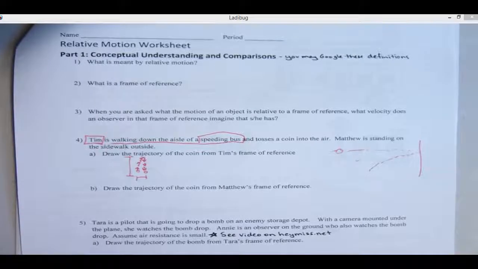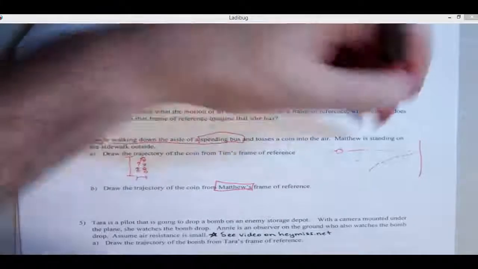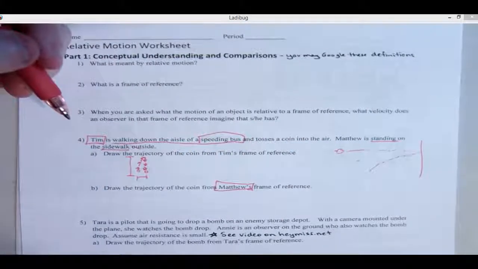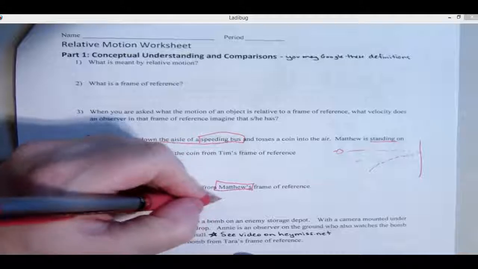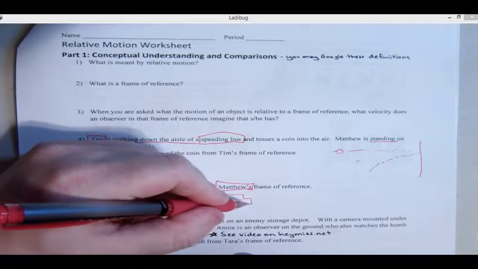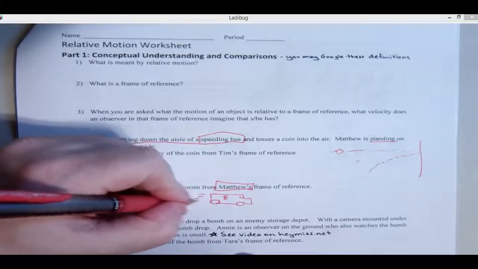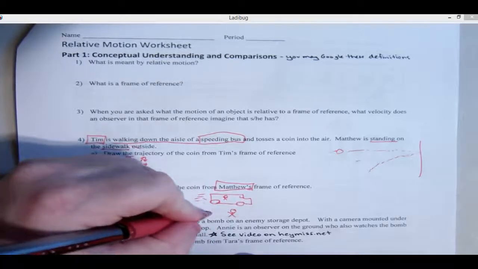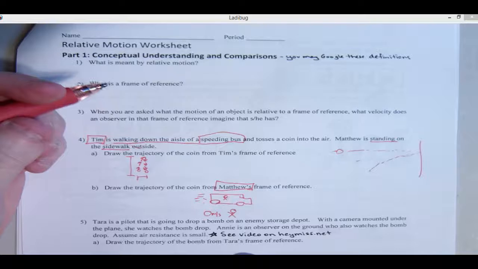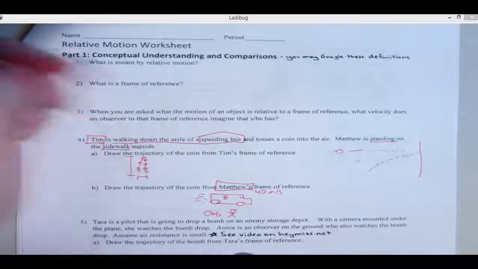Now let's look at B. Matthew. Where was Matthew? You guys remember? Matthew is standing on the sidewalk. So if Tim's on this bus, let's go ahead and draw the bus. We don't need to draw this for your answer, but I'm going to draw it just to illustrate it. So this is our bus. Tim is on the bus here, right? The bus is going fast. Matthew is here. Matthew is going 0 meters per second. And let's say Tim is going 40 meters per second.